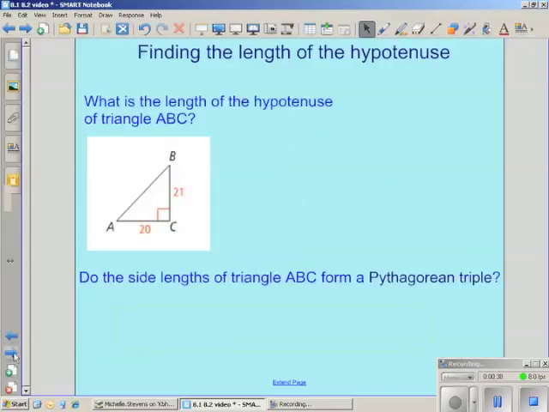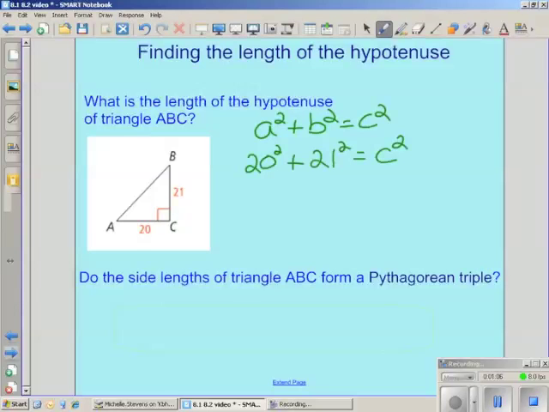Finding the length of the hypotenuse. What is the length of the hypotenuse of triangle ABC? Again, we've learned a squared plus b squared is equal to c squared. Now let's substitute the values. So we have 20 squared plus 21 squared is equal to c squared. Now let's simplify. 20 squared is 400, and 21 squared is 441, equals c squared.